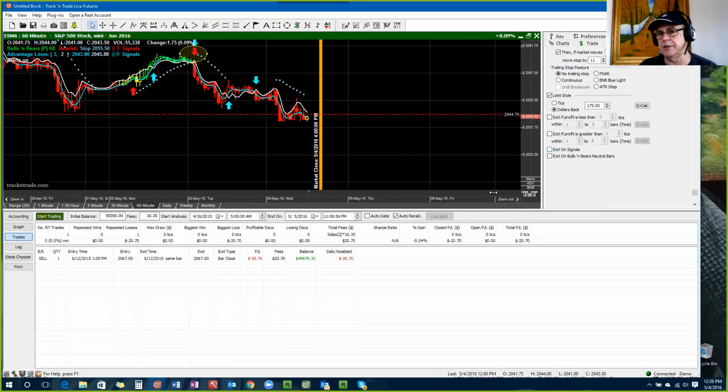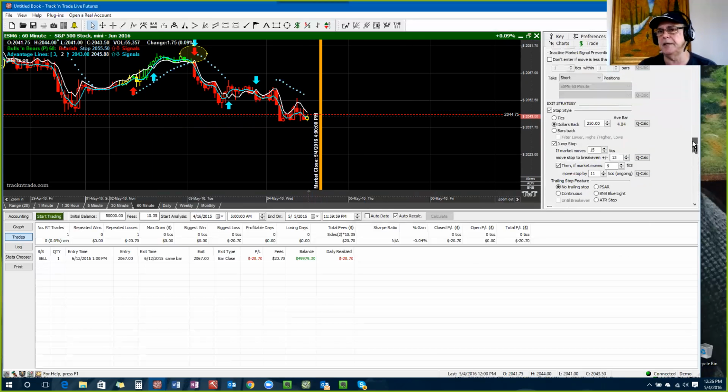Or you don't have to use exit on signals. You can say, I don't want to use that. All I want to do is use my stops. Let's take off jump so that's not confusing. So you've got a stop of $250 that will trail. Now, do you know what a jump stop is? Yeah, you mentioned it before.